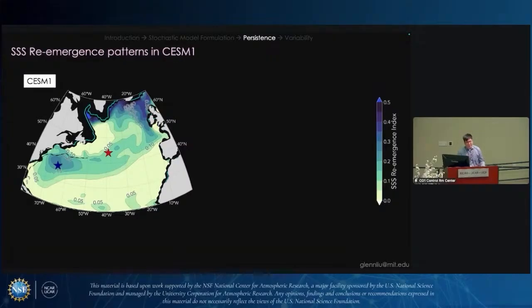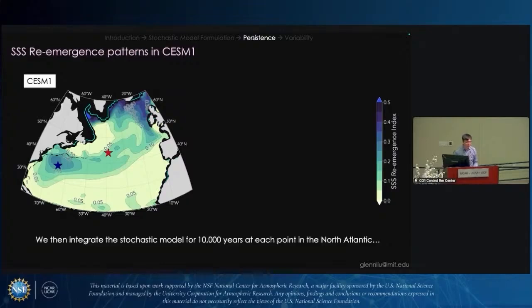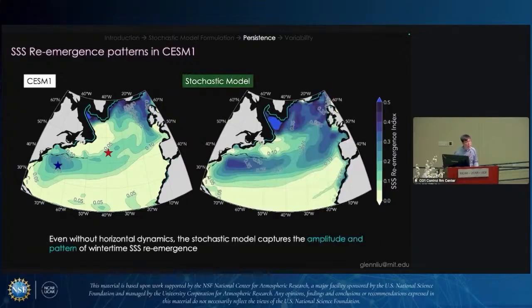So does the stochastic model reproduce this? We integrate the stochastic model for 10,000 years at each point. We do this calculation, and you can see it does a pretty good job. Again, there's no horizontal circulation in this simple model, but it seems to be capturing many of the features of seasonal differences in persistence.